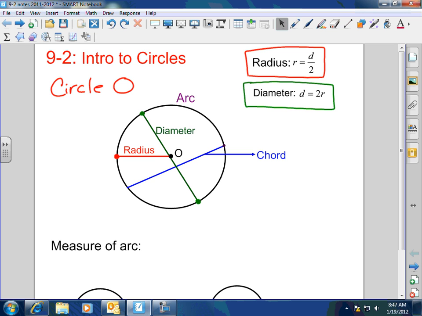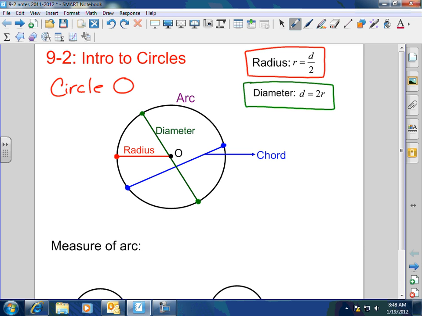Now, you have this thing called a chord. A chord is a segment that goes from one end point of the circle to the other end point of the circle, but does not go through the center. So, here's a true or false. A diameter is a chord. It's true. But is a chord a diameter? No. Never. Okay? Thank you.